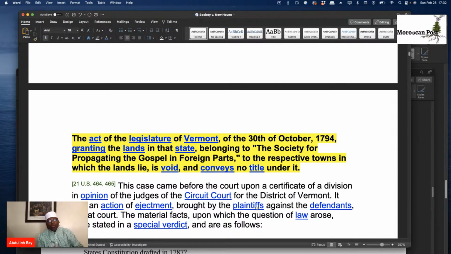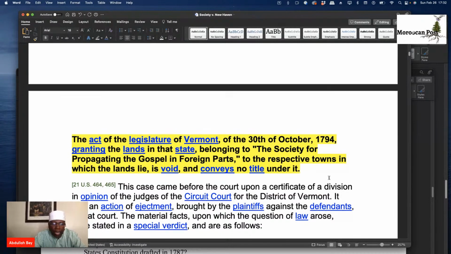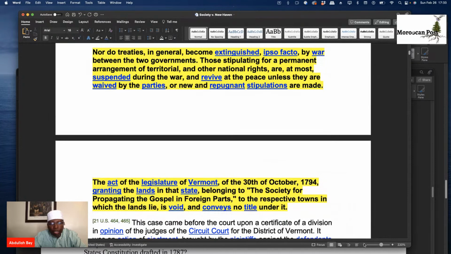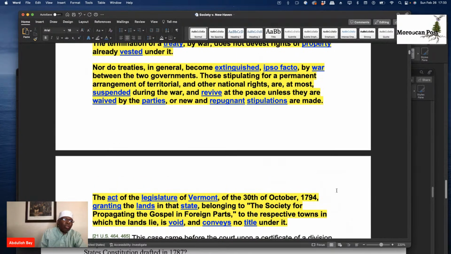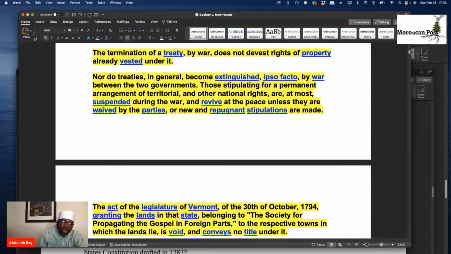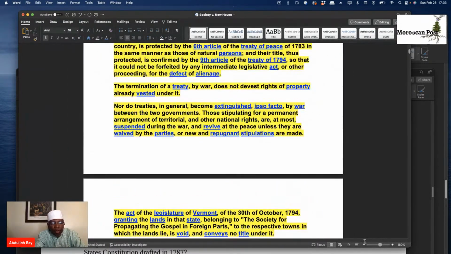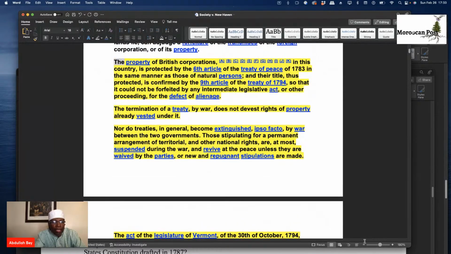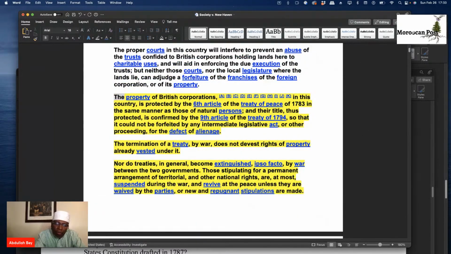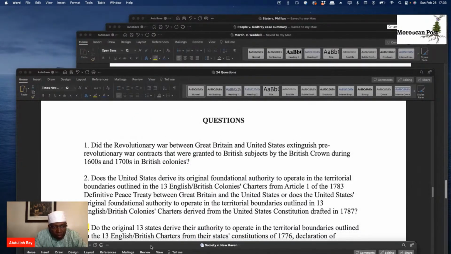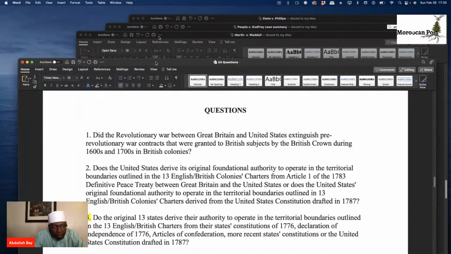All right. So as you see here, the Revolutionary War did not extinguish pre-Revolutionary War rights, as was uttered by the defense attorney for New Haven in this case, Society versus New Haven in the United States Supreme Court in 1843. Was it 1823? 1823. Okay. Yep, 1823. You're right. All right, so let's go back to the questions here.